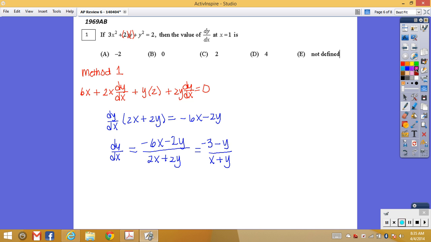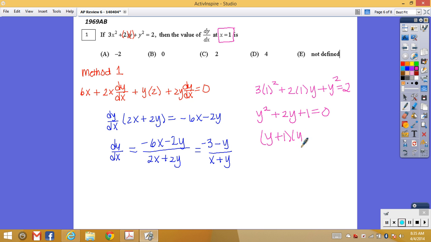Problem is, when I try to answer the actual question, all they gave me was the x, so I'm going to have to find the y, and that actually takes a little bit of time. So 3x squared plus 2xy plus y squared equals 2. So I get y squared plus 2y, move this term over, 3 minus 2 is 1, equals 0, and I end up with y plus 1 times y plus 1 equals 0. So there's actually only one y value, negative 1, and then I substitute this in. So I get negative 3, and that should have had an x with it.